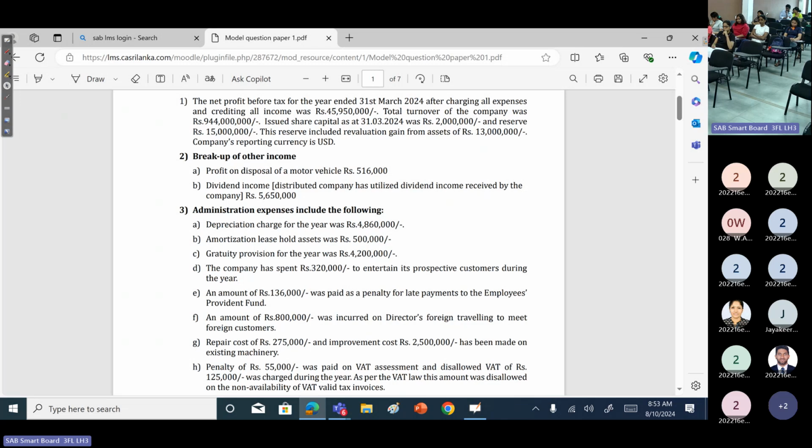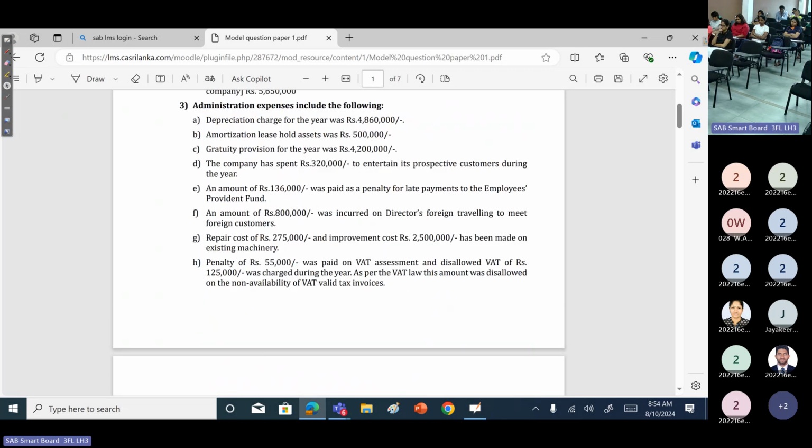Directors' foreign travelling to meet foreign customers, because they are doing exports. The director has visited a foreign customer. Right? Then repair cost of so much and the improvement cost. You know that repair cost is fully allowed, but for improvement there will be a limitation. So we need to figure out the maximum amount we can deduct in this particular year. So tell me whether the director's foreign travelling expenditure is an allowable expenditure or not, when arriving at the assessable income from this.